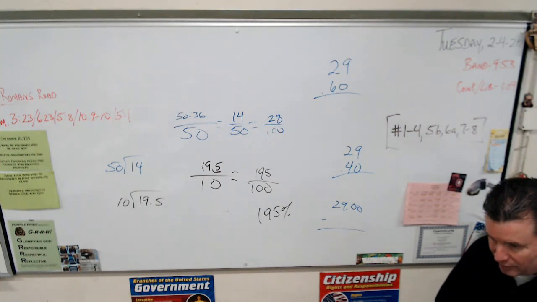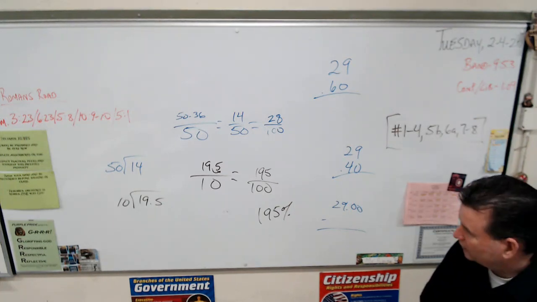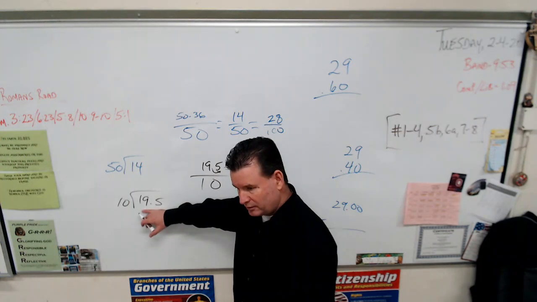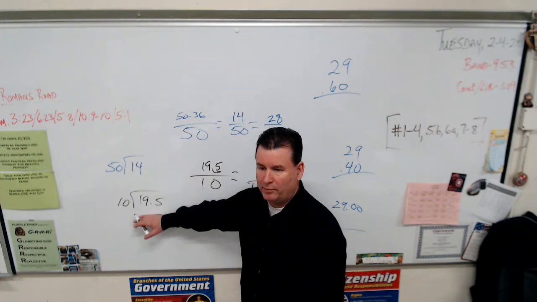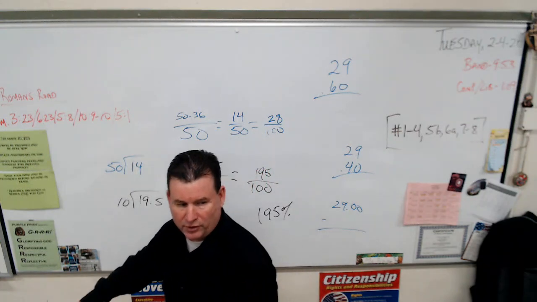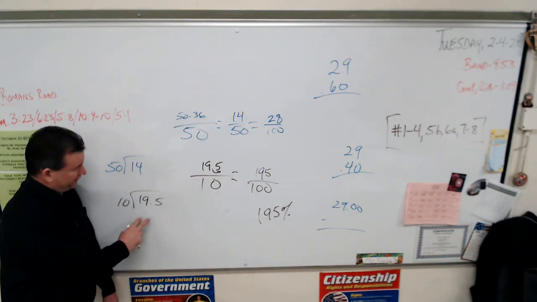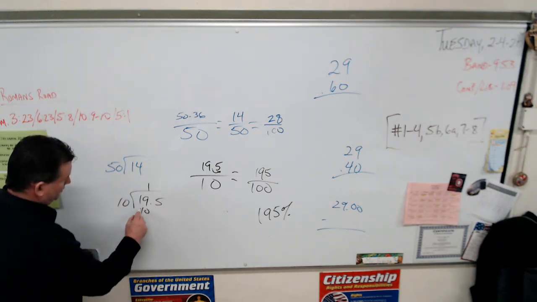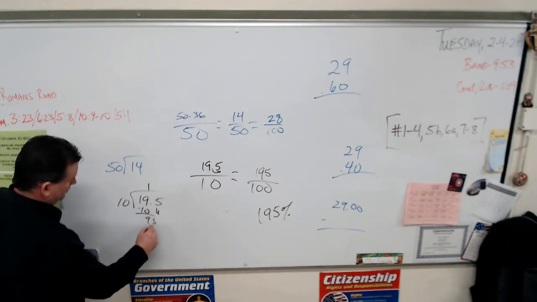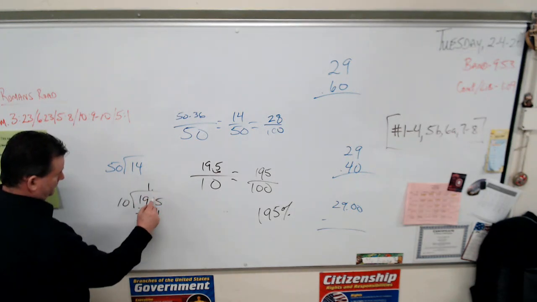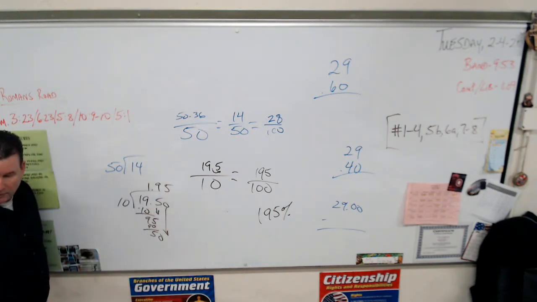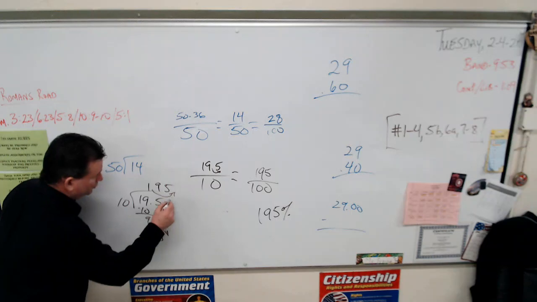What? The 19.5, that answer is the 1.2. Yeah, if I did this. In case you're confused, if I did 19.5 divided by 10, just like the fraction says, I would do this. And then I would have to move it 2 places to make it a percent.